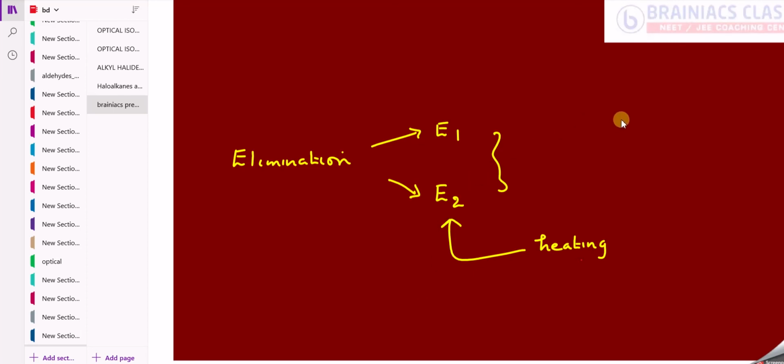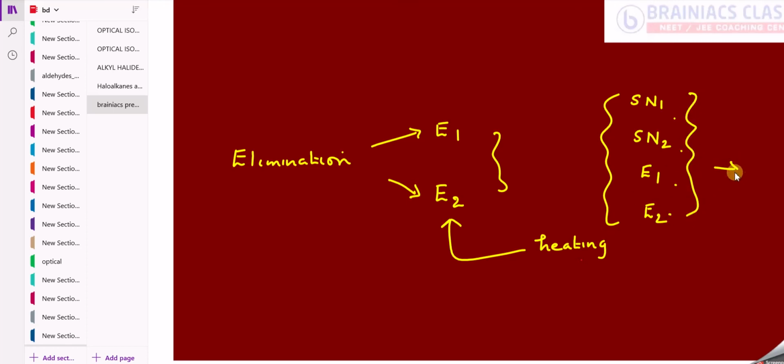Most of the students will ask me a doubt: sir, SN1 can happen to an alkyl halide, SN2 can happen, E1 can happen, or E2 can happen. So how will we distinguish whether, for a particular alkyl halide, SN1 will happen, or SN2, or E1, or E2? All these tips and tricks I will discuss in the next session of our video. There I will complete the elimination and we will do more questions for your understanding.